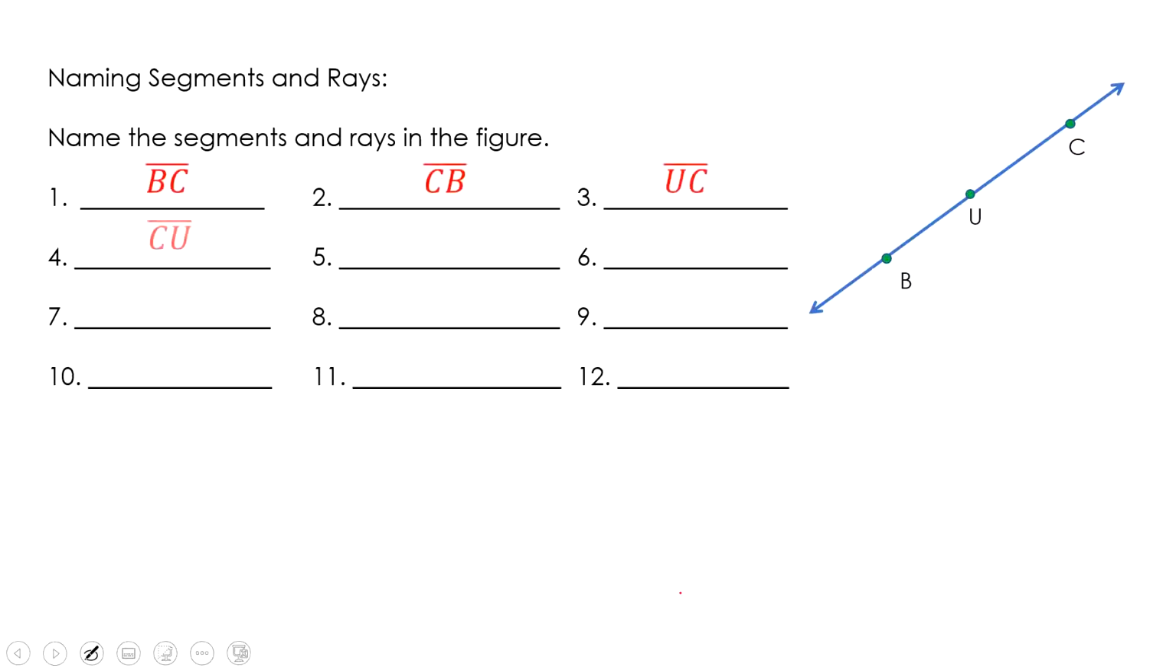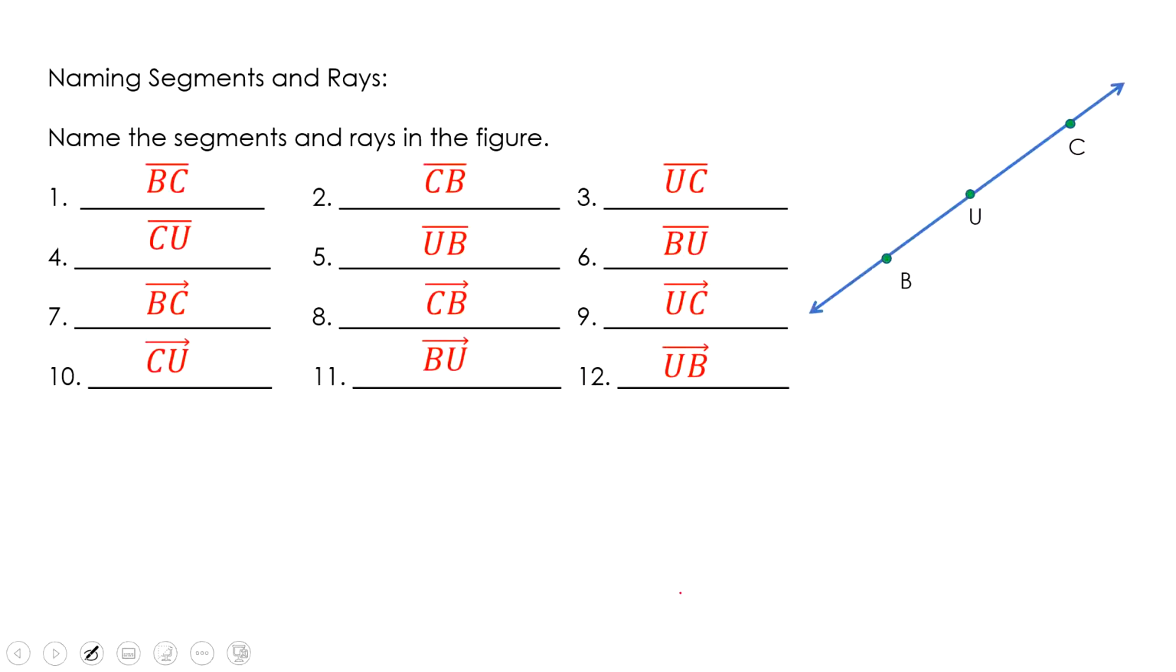Okay, so these are all the ones I found. Segment BC, segment CB, segment UC, segment CU, segment UB, segment BU. Then we had ray BC starting at point B going through C, ray CB starting at C coming back through B. I have UC going from U to C. I have CU, which is really CB. It's just a different name for the point. Then we have BU and UB. Does that make sense to everyone?